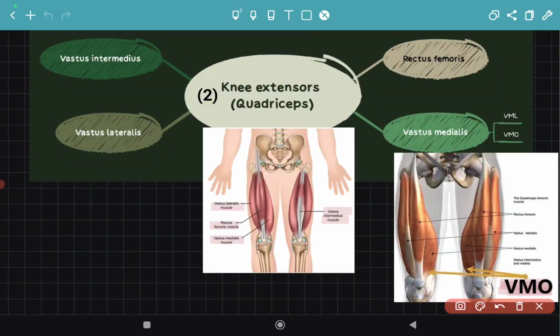Now moving on to the knee extensors, that is, quadriceps femoris. Let's discuss the origin and insertion of those muscles. So quadriceps, as the name suggests, what four muscles are included in this? Rectus femoris. Below rectus femoris, we have vastus intermedius, and at the sides are vastus medialis and vastus lateralis. Vastus medialis again has two parts, vastus medialis longus and vastus medialis obliquus.